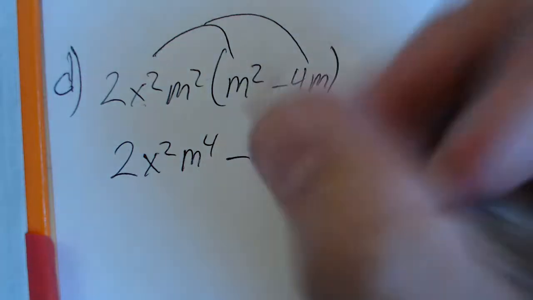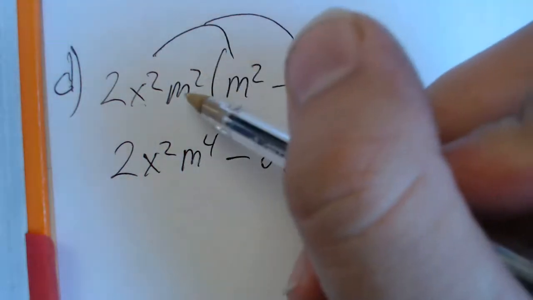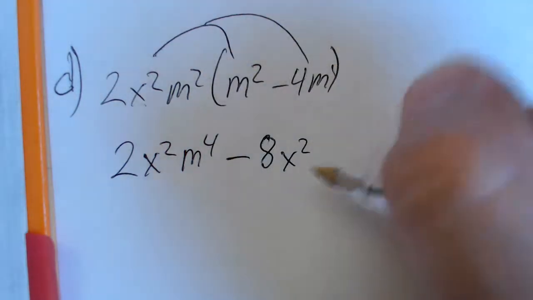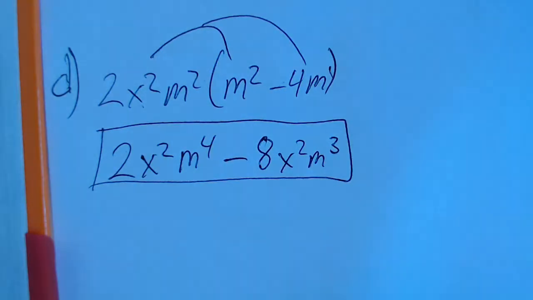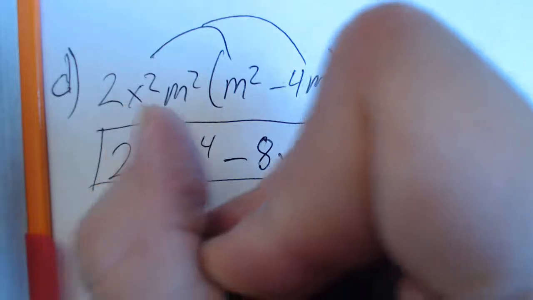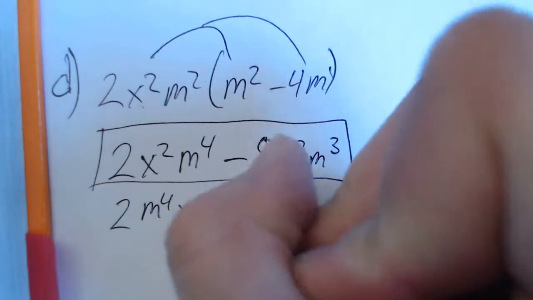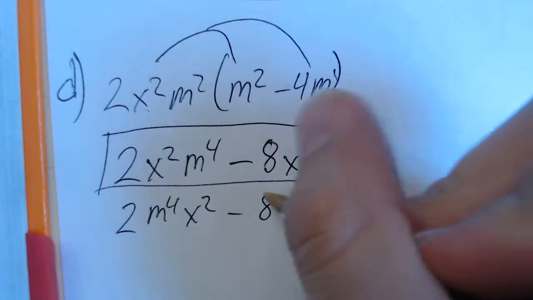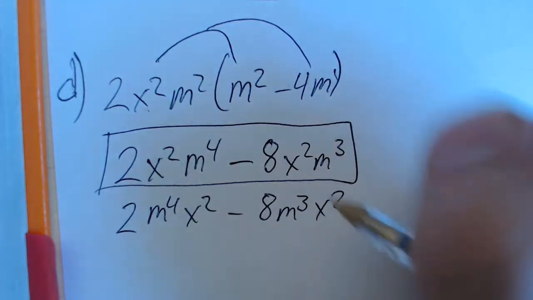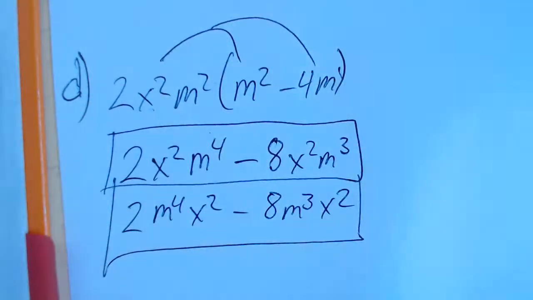X squared, there's no x, so we're just going to put x squared. And then m squared plus m1 gives us m cubed. And that is our final answer. Or if we wanted to write it in alphabetical order, we could write 2 m4x squared minus 8 m3x squared. Both of those answers work.